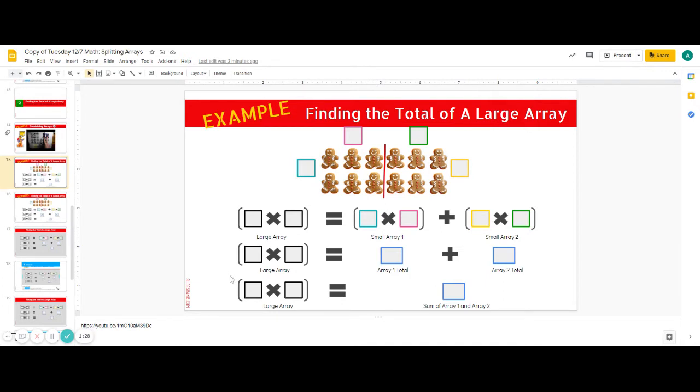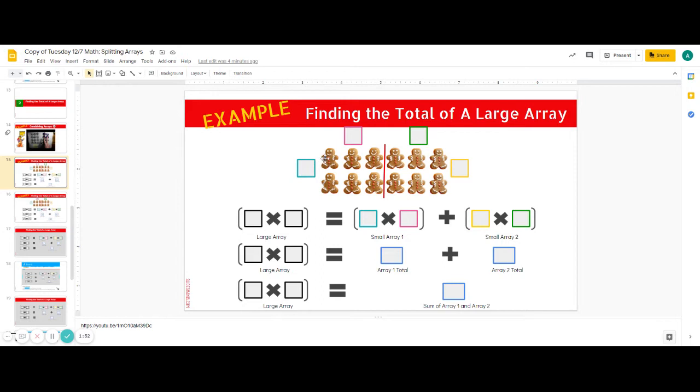So then my final line is the answer. That large array or that large multiplication fact is equal to the sum of those 2 small arrays. Now let's fill in the numbers to see how this strategy makes it really easy for us to find the answer to a large array.